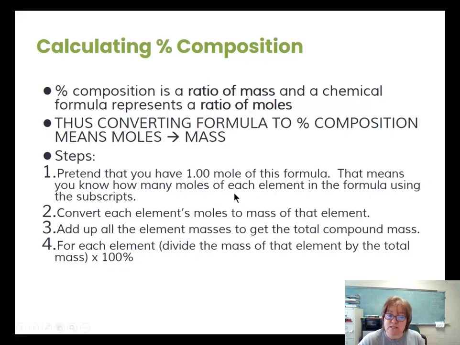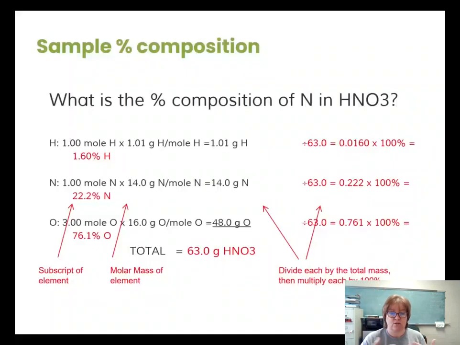So again, percent composition is a ratio of mass. So we're going to convert the formula. Whatever the formula is tells me how many moles I have of each element, and I'm going to pretend I have a mole of the whole formula, so those subscripts tell me how many moles of each element are in the formula. I convert that from moles to mass to get each element's mass in that compound, and then I add up all the element masses to get the total compound mass. That's the molar mass of the whole compound. And then I divide the mass of each element by the mass of the total compound, and multiply by 100 to get percent.